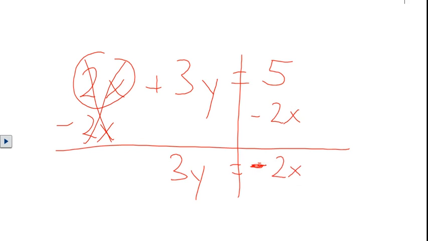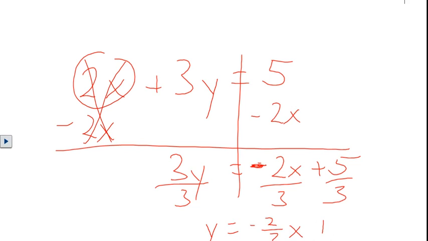So -2x, and since 5 is positive, plus 5, and then divide by 3. Okay, so I'd have y equals -2/3 x plus 5/3. Okay, so I have my slope, I have my y-intercept. I could graph it from there. Let's do one more of those.